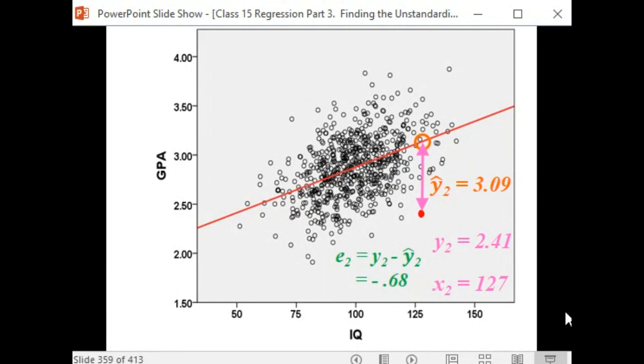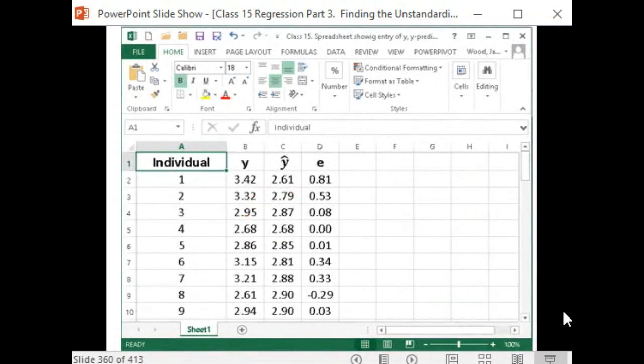we can repeat this process for all 700 students in the sample. For each student, we calculate a predicted value of Y and subtract it from the observed value of Y. And in this way, we can get the error for each student. And we can enter them into an Excel sheet like this. Now, because we have 700 students, we will have 700 rows of data. And this slide shows the first 9 students.